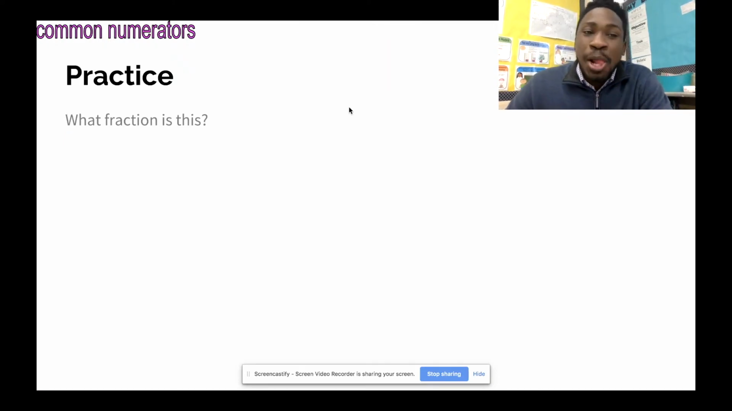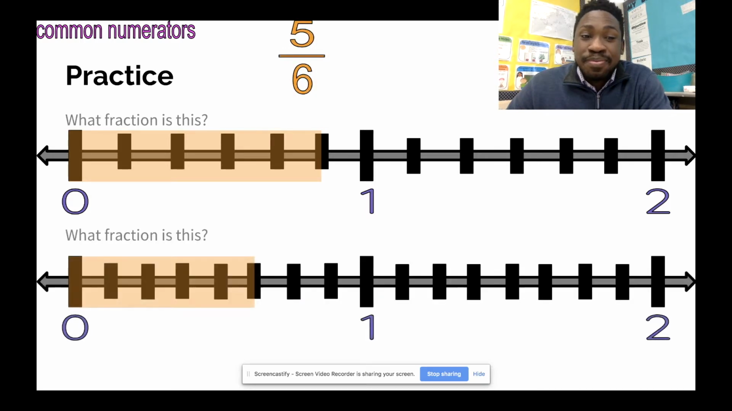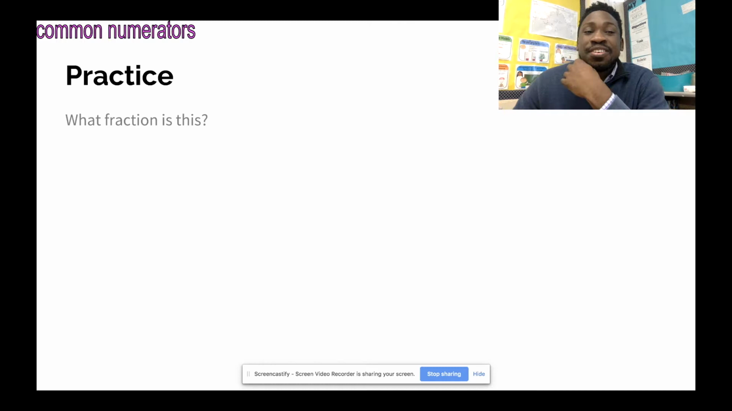So how do I know which one's greater? I wonder. All right, what fraction is this? 5/6. What fraction is this? 5/8. And so we can see that 5/6 is greater than 5/8, because we have 5 of both of them. So now you just got to ask yourself, what's more, when you have 5 of the 6s or 5 of the 8s? All right, I definitely think there's a pattern that we could use to help us figure out which one's always going to be greater.